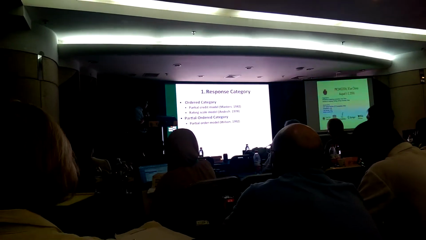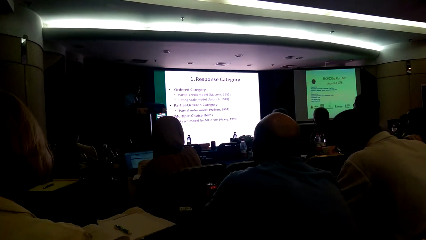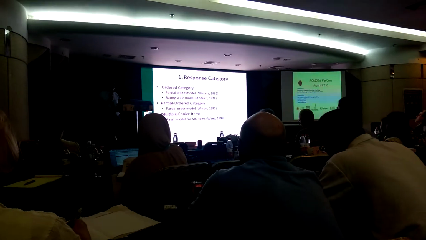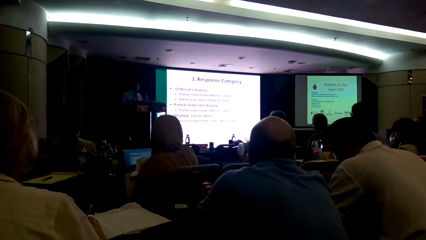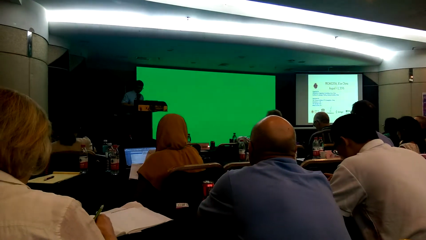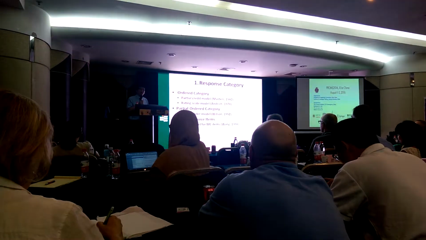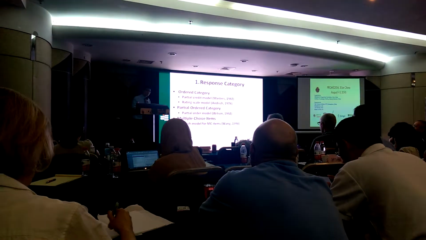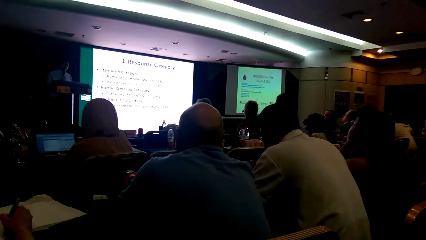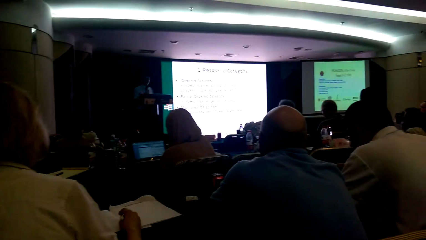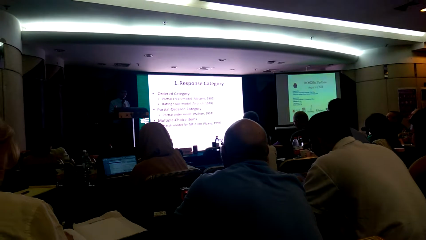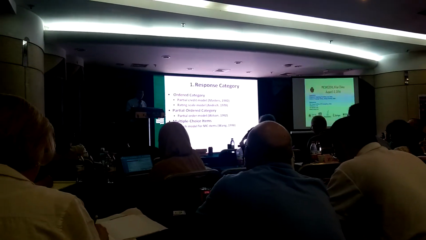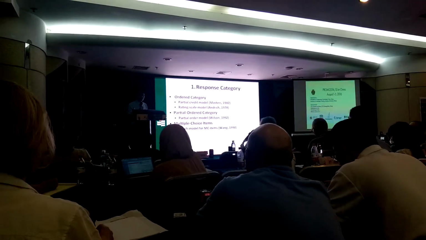Another example is the multiple choice items. Conventionally we analyze multiple choice items with binary categories, either correct or incorrect, right? But sometimes we are interested in the attraction of the distractors. Take five-choice items as an example, we have A, B, C, D, and E, right?